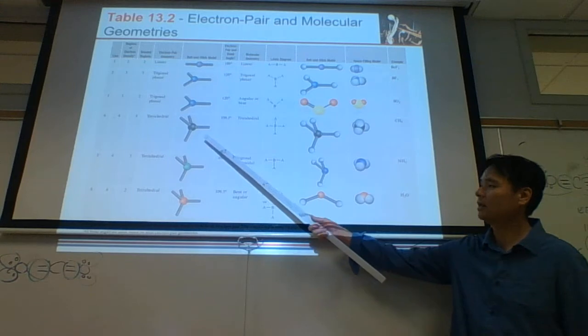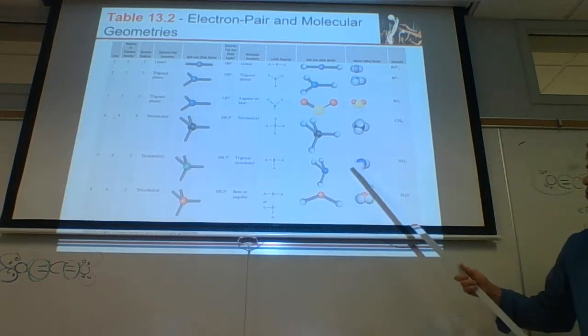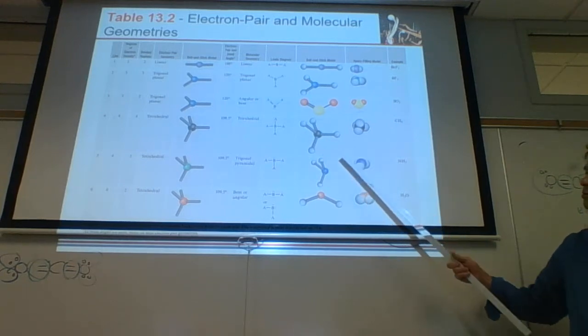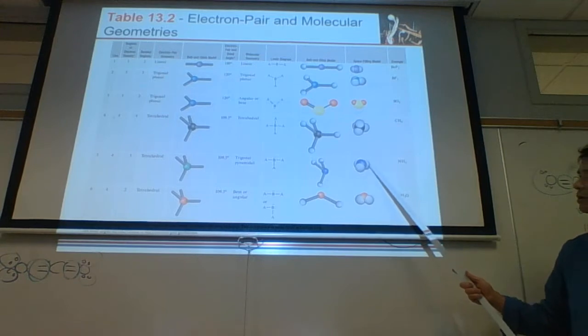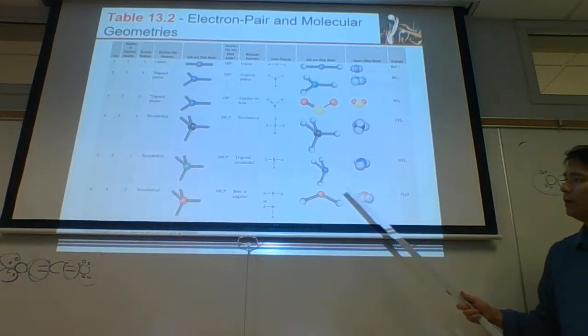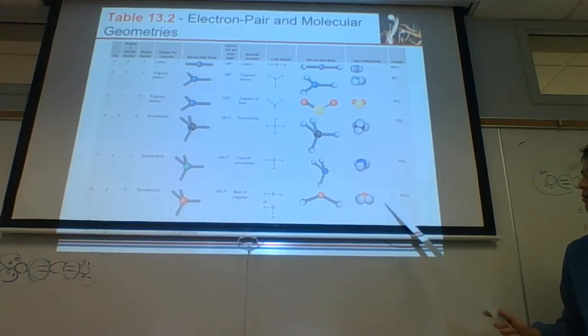For tetrahedral EPG, there are three possible scenarios for the atoms. One, we could have a tetrahedral arrangement of atoms. Two, we could have a trigonal pyramidal shape, like ammonia. Or three, we could have a V-shaped or bent or angular shape, like in water.